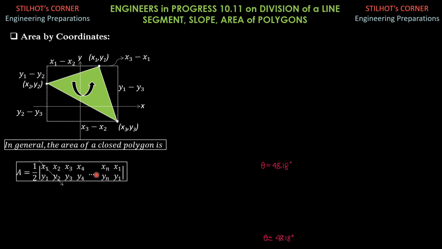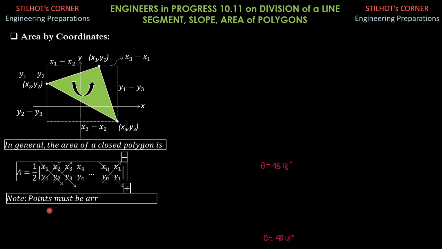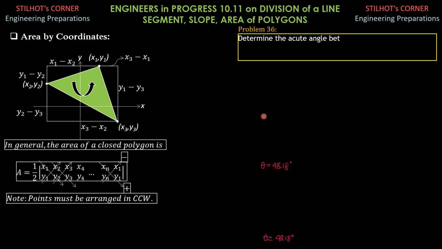So the calculation of area is positive in this direction, just like evaluating the determinant, like that. Then negative in that direction, up to the right. So you just arrange the points in counterclockwise manner to make sure that the area is positive. So this will result in positive area. So note, points must be arranged in counterclockwise manner. So this is the example.